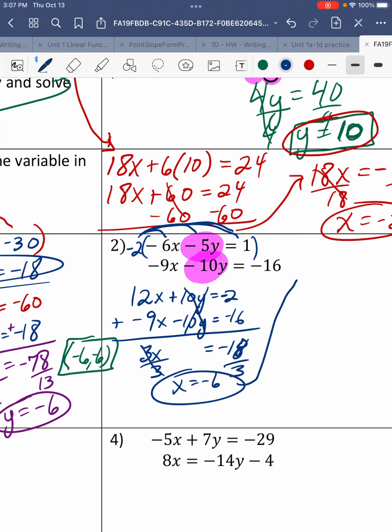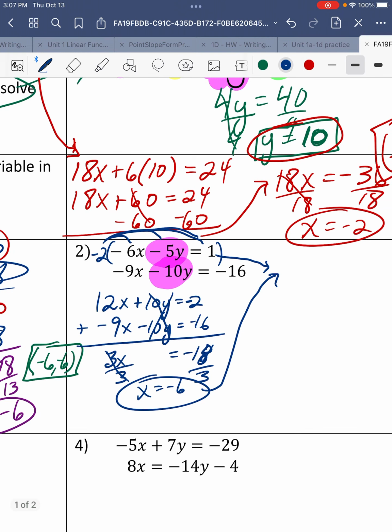Take that x equals negative 6, and I need to substitute it into one of the problems. I'll just work on the top problem here, before I multiplied by negative 2. So it's negative 6 times negative 6 minus 5y equals 1. So that's 36 minus 5y equals 1.